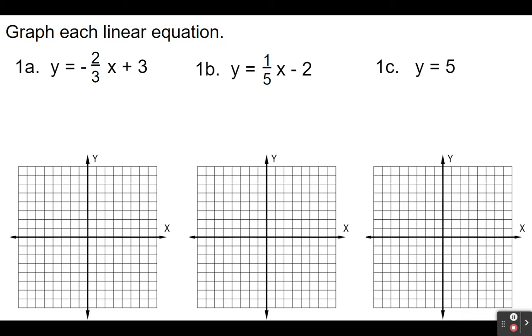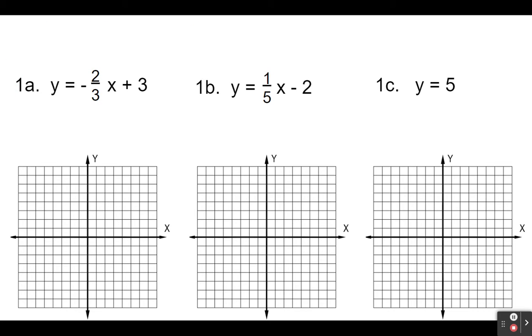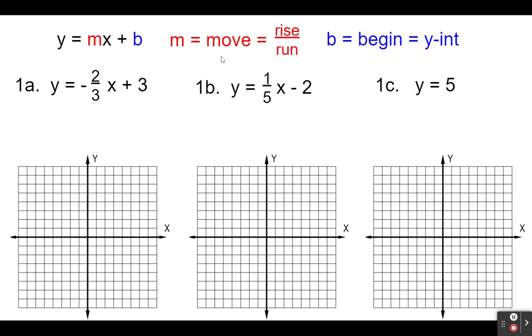This is going to be a review of graphing linear equations. If you will first notice, the equations are in slope-intercept form, which is y equals mx plus b. In this form, the m represents the moving number or the slope, so we will rise and run, and the b represents the beginning number or y-intercept.